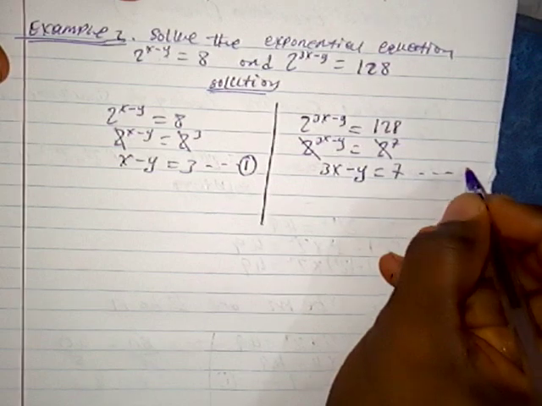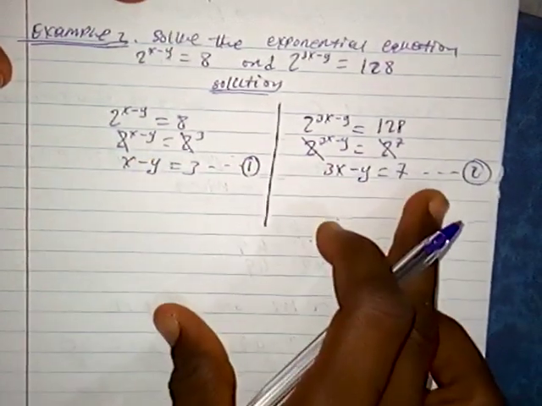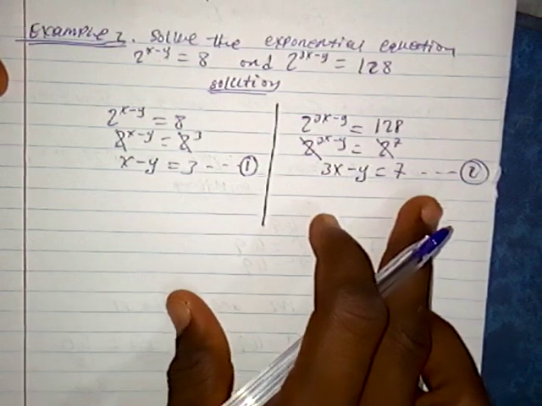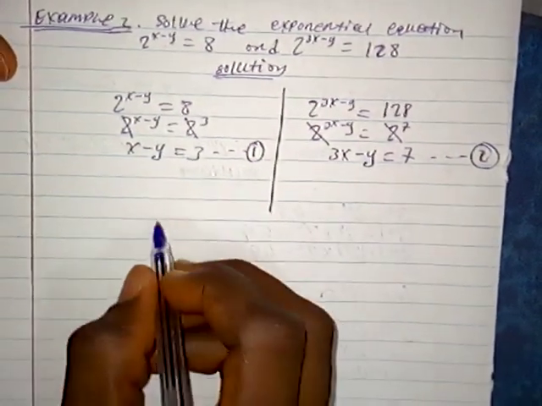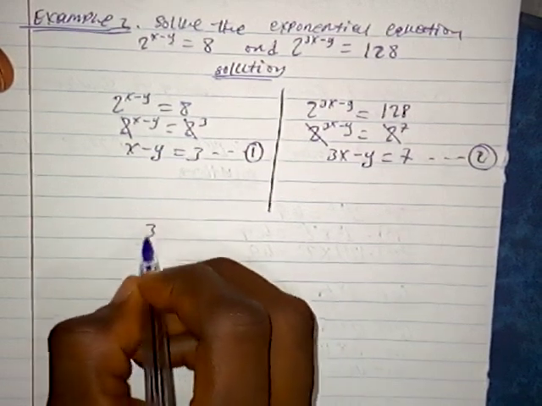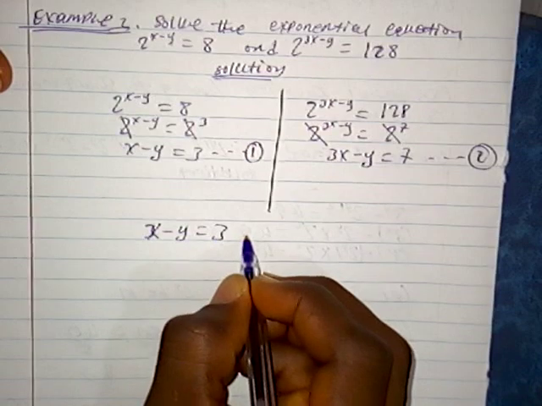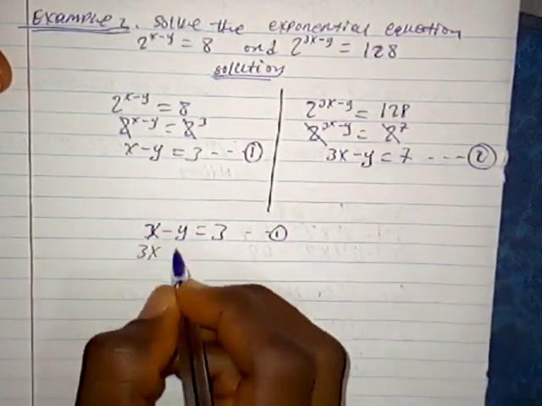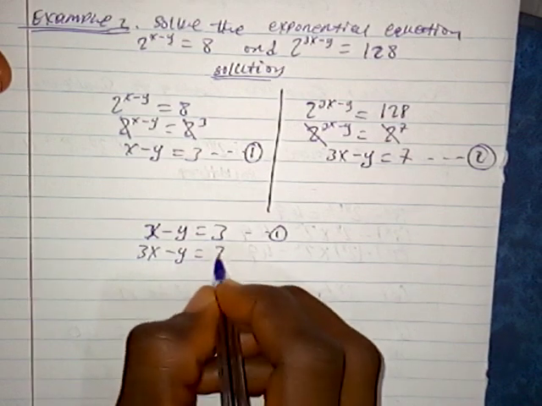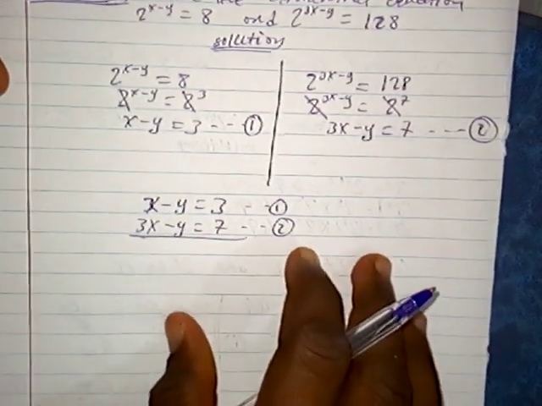We say this is equation 2. Now we have equation 1 and equation 2. Now what are we going to do? We bring equation 1 and equation 2 together, right? So say x minus y is equal to 3, equation 1. So say 3x minus y is equal to 7, equation 2.